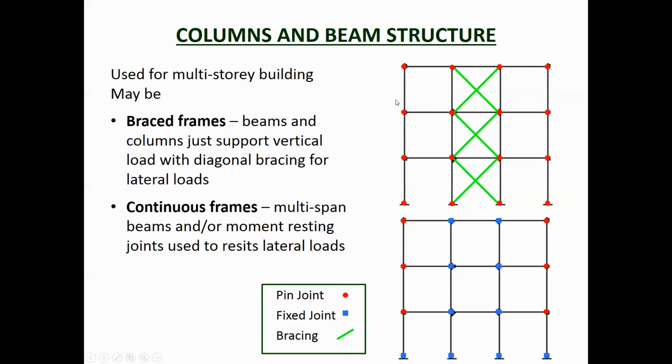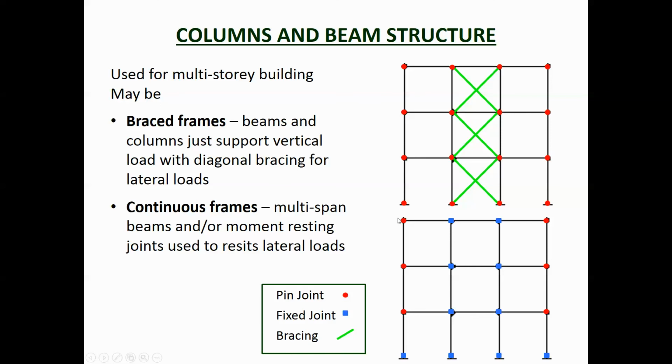Another type of steel structure is column and beam. So you build the columns, you build the beams. Used for multi-story buildings, it may be braced, so the beams and the columns just support the vertical loads with diagonal bracing. These little red spots show pin joints, so they're bolted. They're not supposed to resist moment. If there's a lateral force being applied to the building, then that is taken by a truss system. So you'll have heavy steel trusses providing that system, but these are just pin joints.